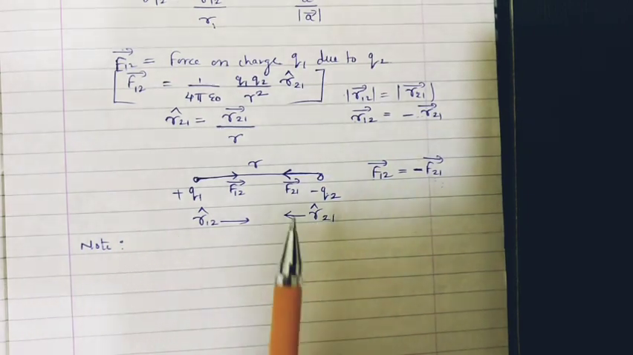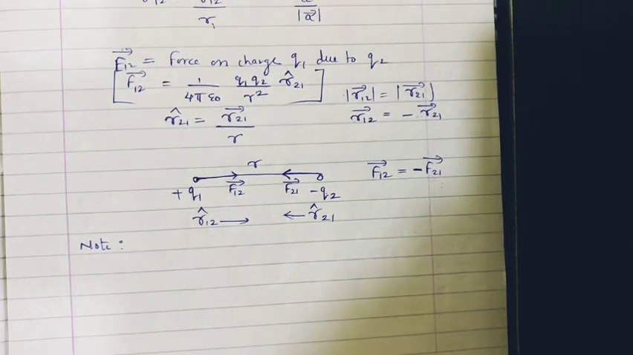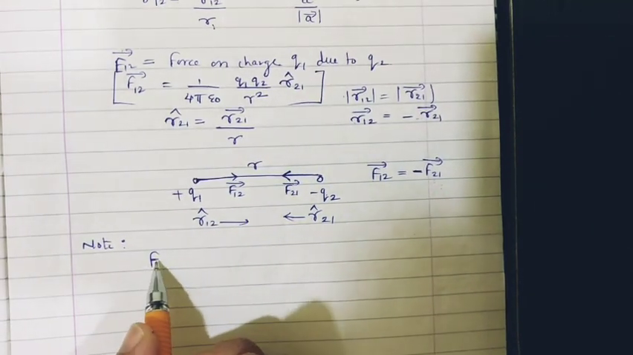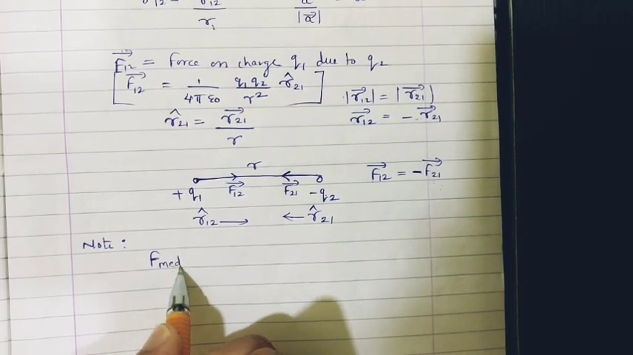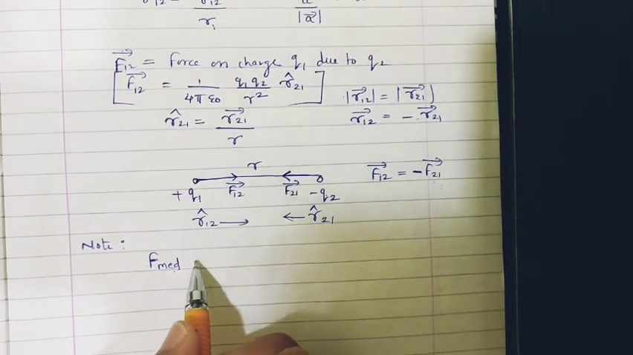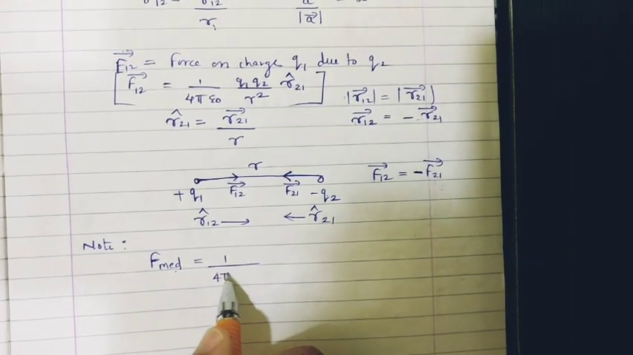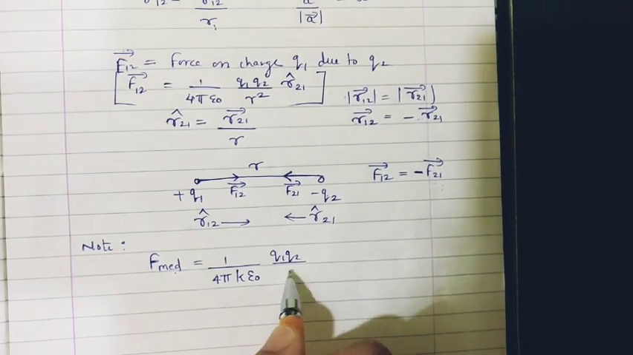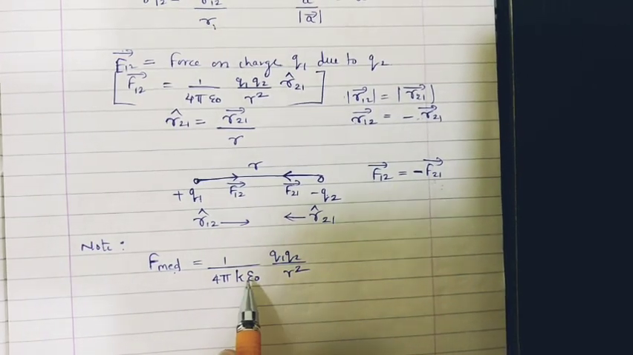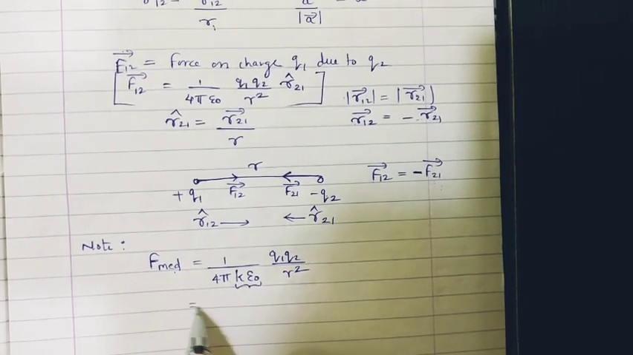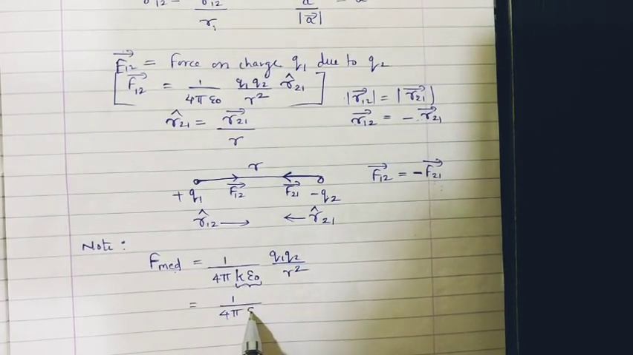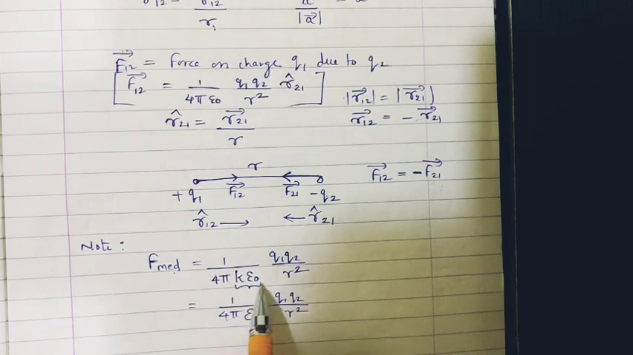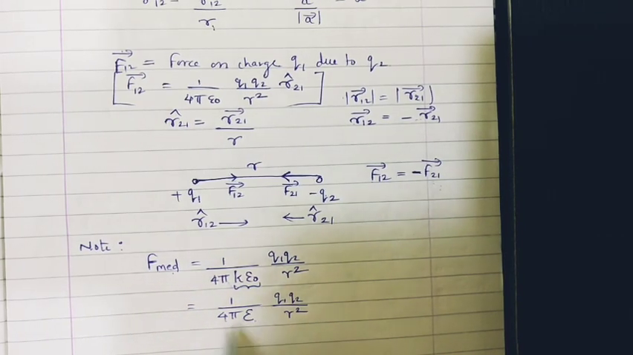Now supposing these two charges are placed in a certain medium, in that case the Coulomb's force will be how much? So in that case the Coulomb force is given by, let's represent it as F medium, okay, I'll put MED, medium. So it is given by 1 upon 4 pi k epsilon naught Q1 Q2 upon R square, wherein this k epsilon naught can also be written as epsilon, 1 upon 4 pi epsilon Q1 Q2 upon R square.